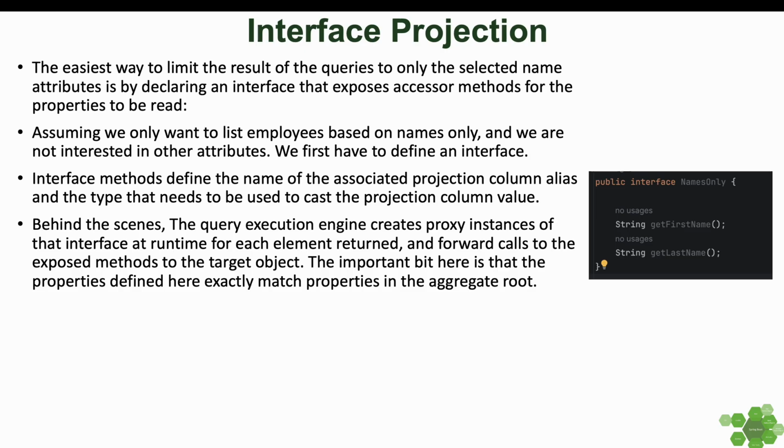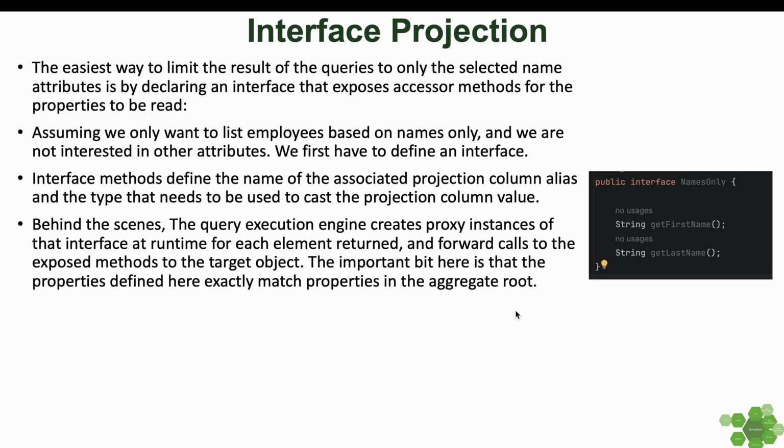In the previous video, we talked about entity projection, whereby we are returning all the attributes of an entity. But as I said, there is a requirement where you want to limit the columns or the result of the queries to only focus on selected attributes of the aggregate root entity. And you can do so by declaring an interface that exposes accessor methods for the properties to be read.